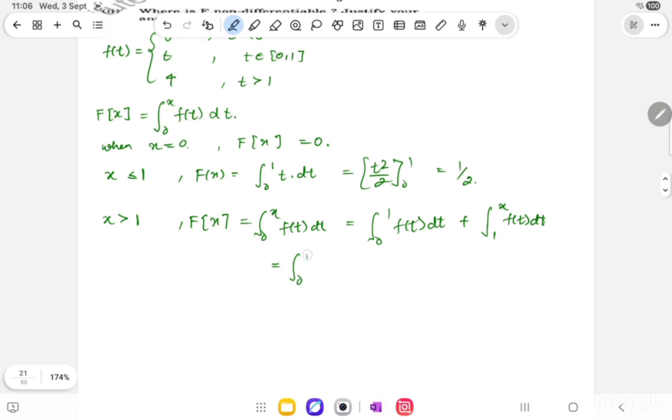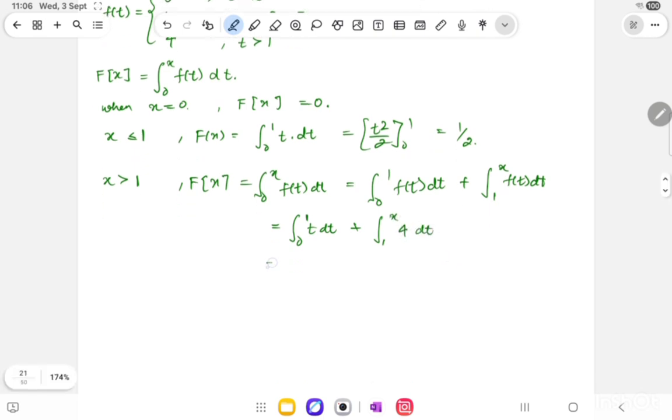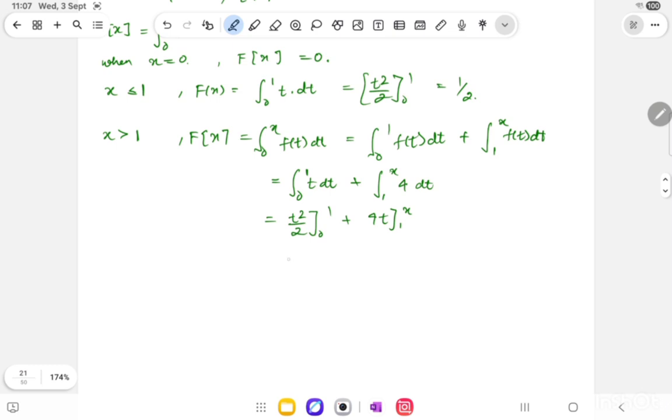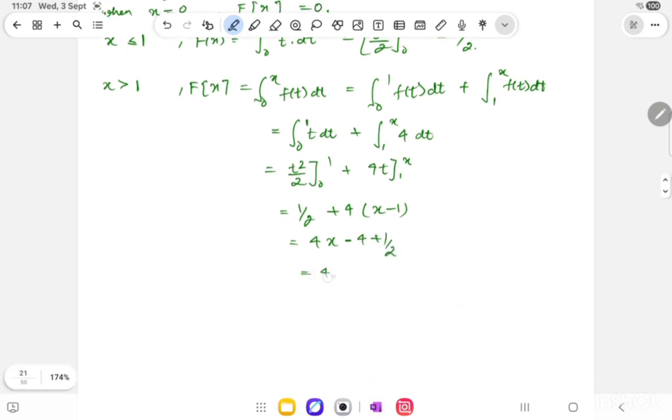So my F is taking value t from 0 to 1 and value 4 for t greater than 1. So this will basically give me t square by 2, limit 0 to 1, plus 4t, 1 to x. So this gives me 1 by 2 plus 4 into x minus 1, that is basically 4x minus 4 plus 1 by 2, which is equal to 4x minus 7 by 2.